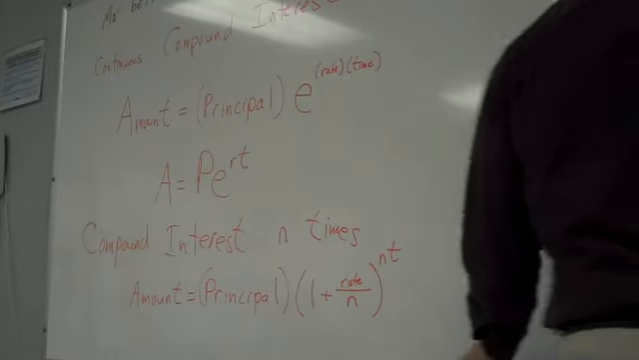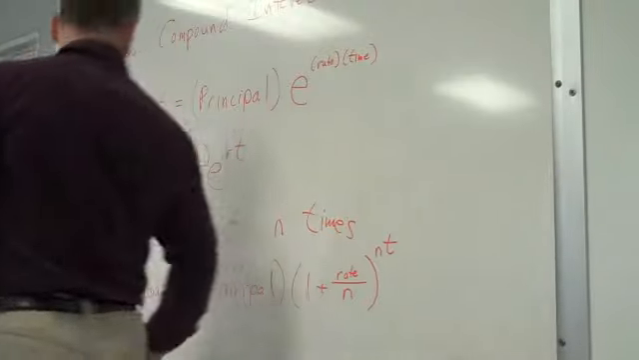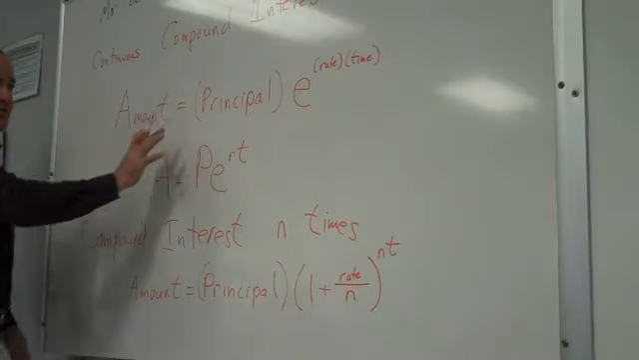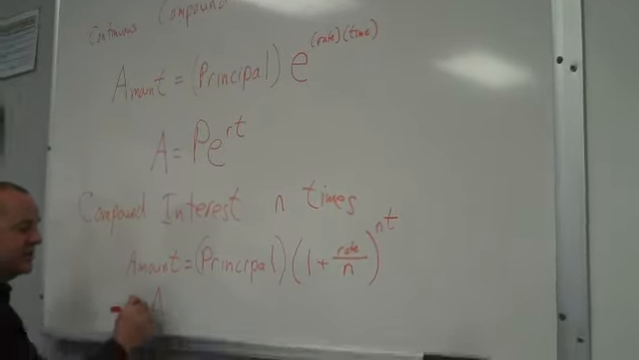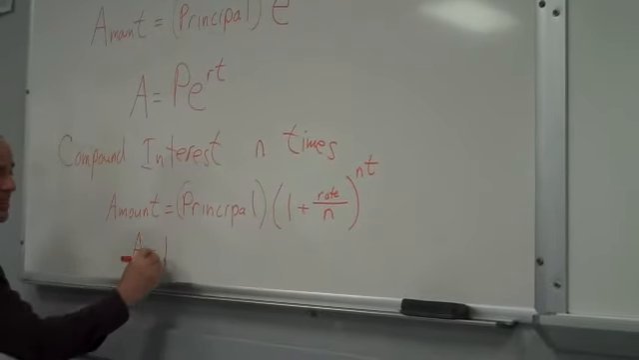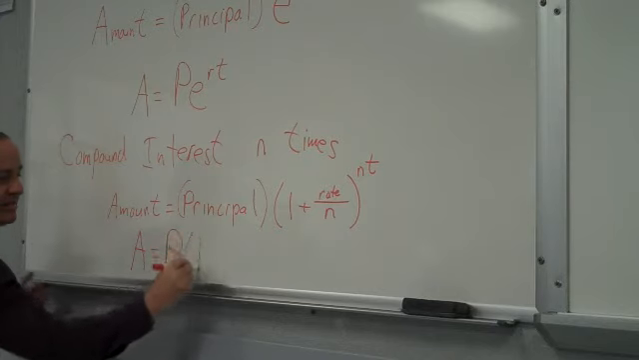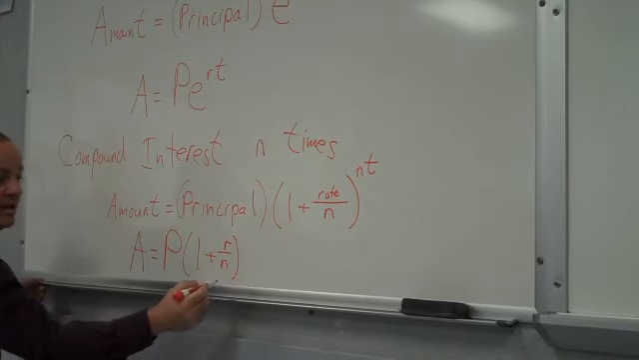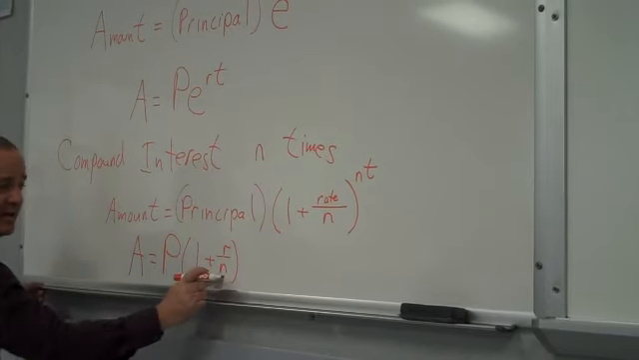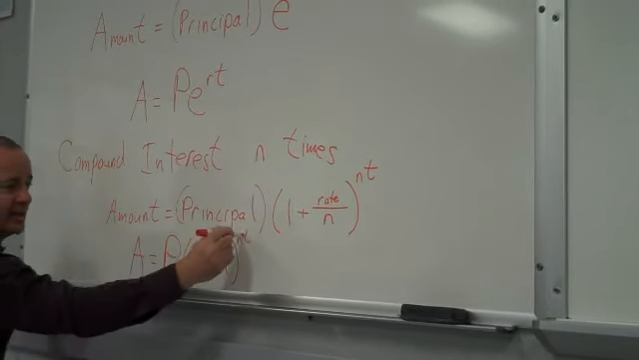Anyway, that's a little more than we need to manipulate this. Oh, the short version for compound interest. You've got PERT for the nice short version here. For compound interest, you just have A equals the principal times 1 plus the rate as a decimal divided by n, the number of times it's being compounded in a year, raised to the nt.